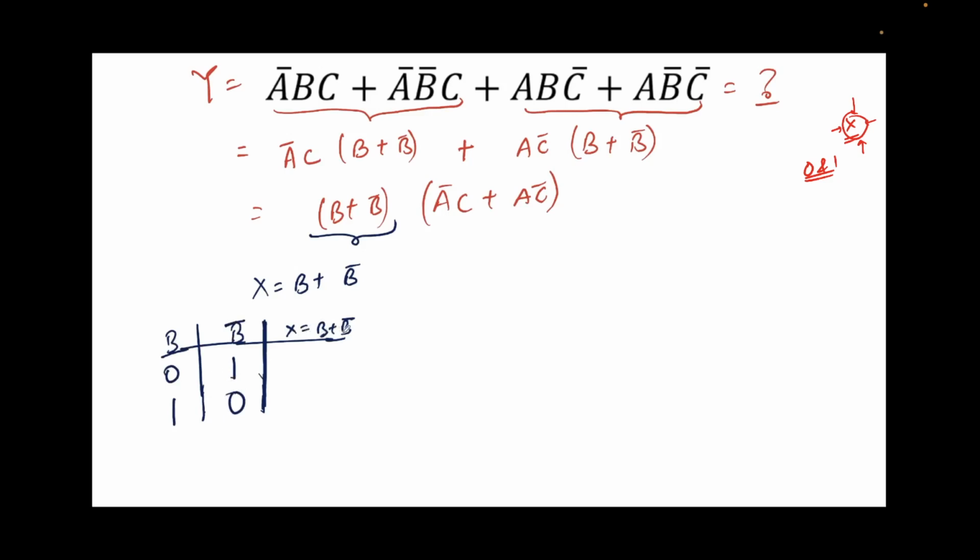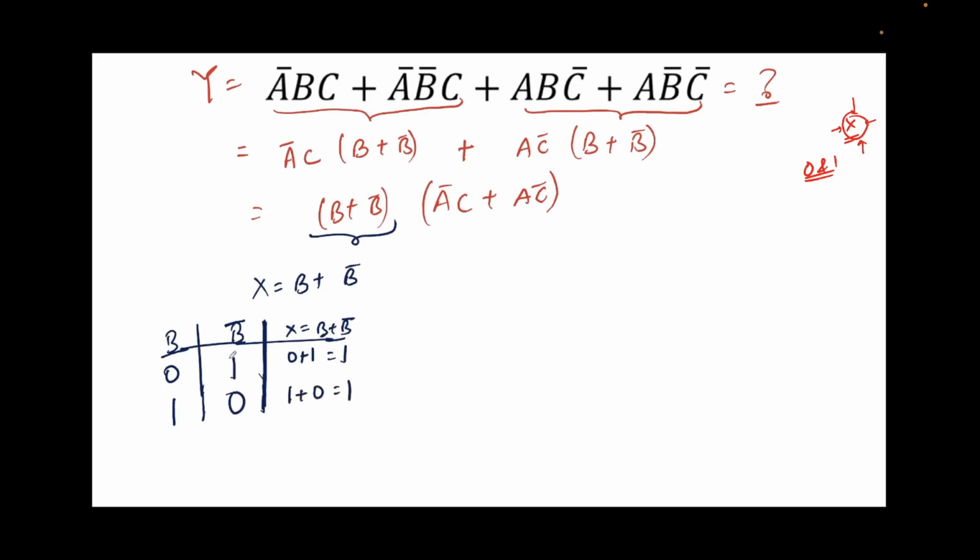Now let's evaluate the value of x. x is nothing but b plus b bar. So it will be 0 plus 1, which turns out to be 1. In Boolean algebra, 0 plus 1 is 1. In the second row, the value of b is 1 and the value of b bar is 0, so 1 plus 0 again turns out to be 1.